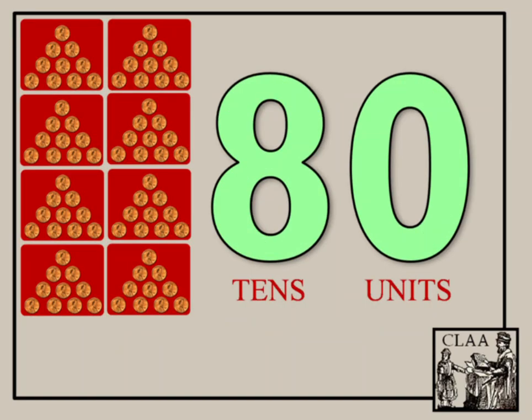After the number 79, we'll have 8 sets of 10. 8 sets of 10 gives us the number 80. The number 80 is written with an 8 and a 0. The 8 tells us we have 8 sets of 10. The 0 tells us there are no units more. 8 sets of 10 is 80.